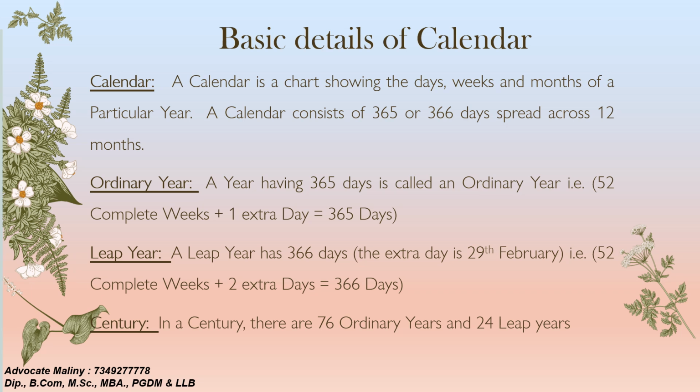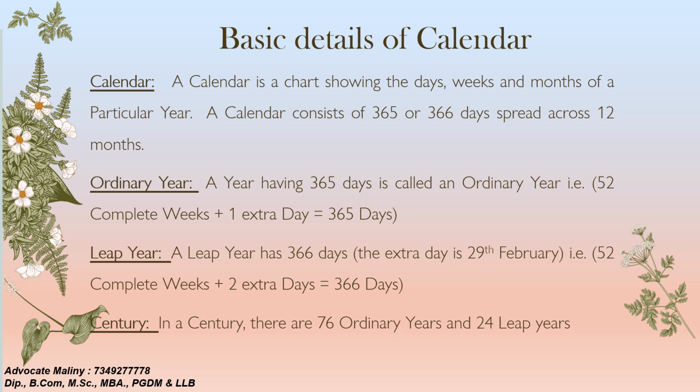If we want to understand how many weeks each year has, an ordinary year has 52 complete weeks, which means 52 into 7 days, plus one extra day. Whereas a leap year has 52 complete weeks, that is 52 into 7 days, plus 2 extra days, which is equal to 366 days.